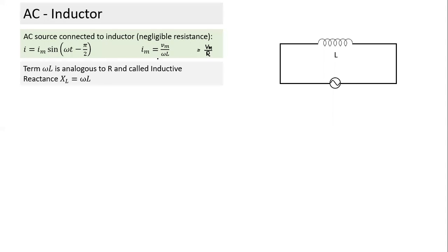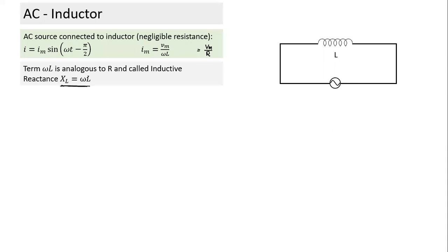In terms of dimension, this term omega L is similar to R, and it's called inductive reactance. It's not called resistance, a similar term, we call it inductive reactance. The reason we use the term inductive is because when we come to capacitor, there is a similar term which is called capacitive reactance. So we denote omega L as XL. XL has the same dimension as R. So XL is equal to omega L. That is the first thing we need to remember here: inductive reactance is equal to omega times L.